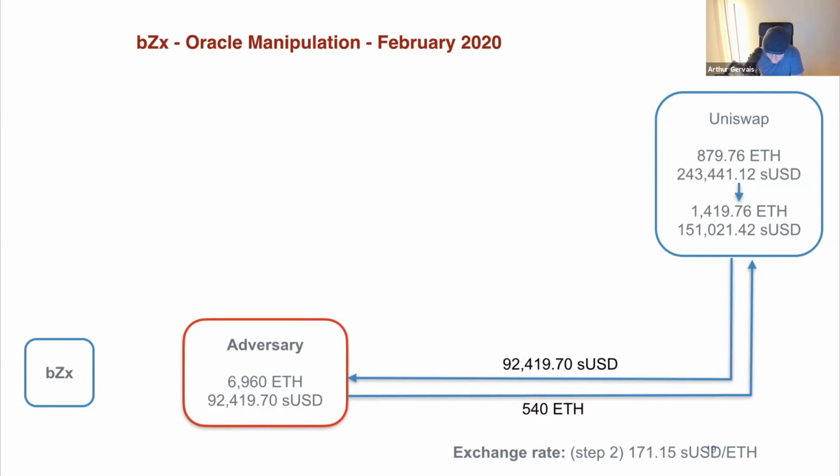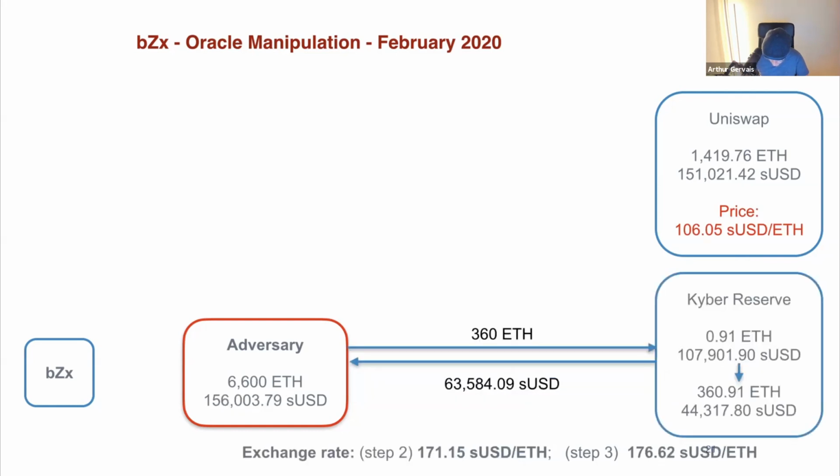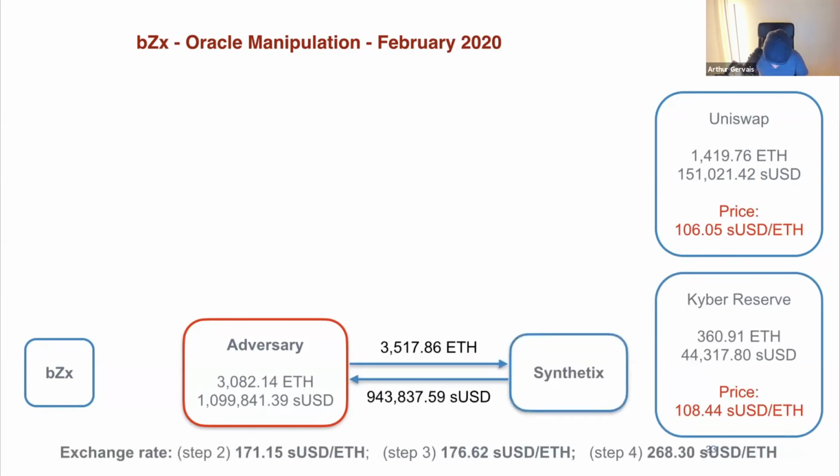And obviously, if you perform such a large trade relative to the liquidity pool size of the AMM, then the price will decline from about 170 US dollars to 106 US dollars. So you could call this a price dump. Then the second step would be to take 360 Ether, and you do a similar operation on the Kyber reserve. There was very little Ether in there prior to the swap, and here as well the US dollar price will be reduced significantly.